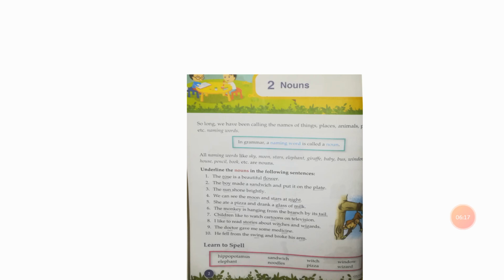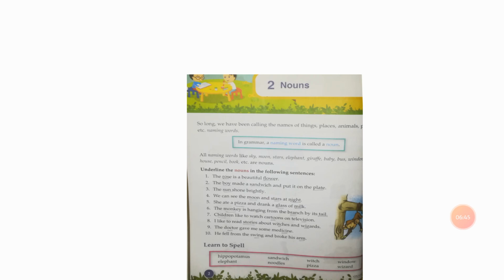Number 3. The sun shone brightly. Underline the word sun. Number 4. We can see the moon and stars at night. Underline the word moon, stars, night. Number 5. She ate a pizza and drank a glass of milk. Pizza, glass, milk. Number 6. The monkey is hanging from the branch by its tail. Underline the word monkey, branch, tail.